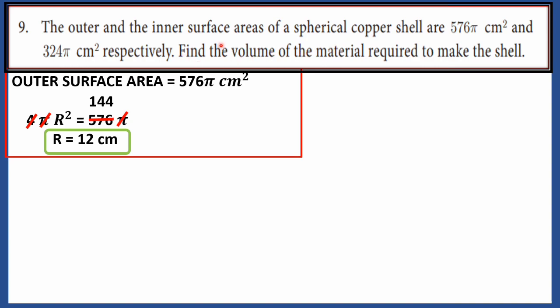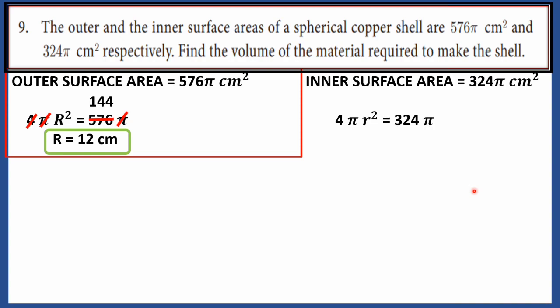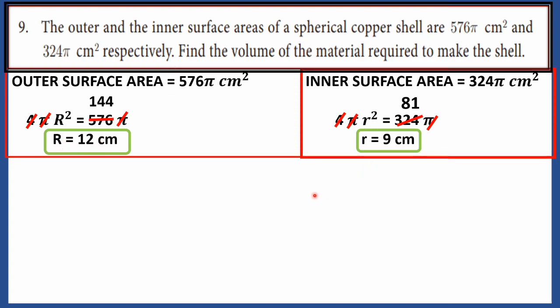Then inner surface area equal to 324 pi centimeter square. For surface area, 4 pi r square equal to 324 pi. Cancel the common terms and divide 324 by 4. We get 81. Take the square root. Small r equal to 9 centimeter. From the given surface areas we find capital R and small r. Now we have to find the volume of the material.